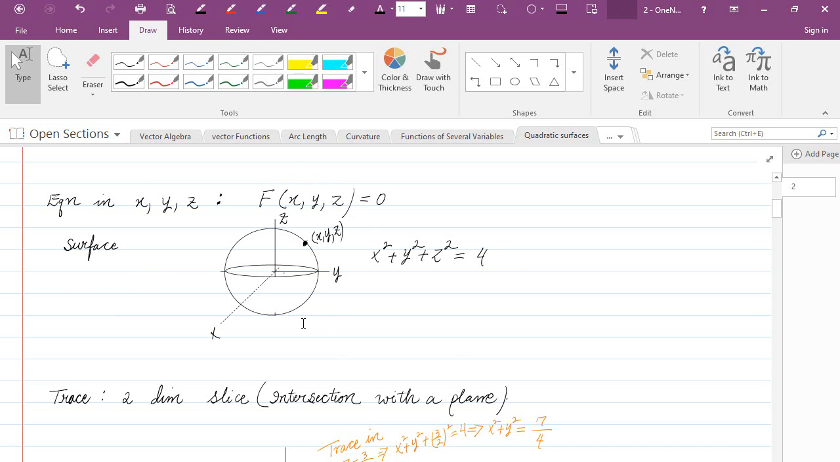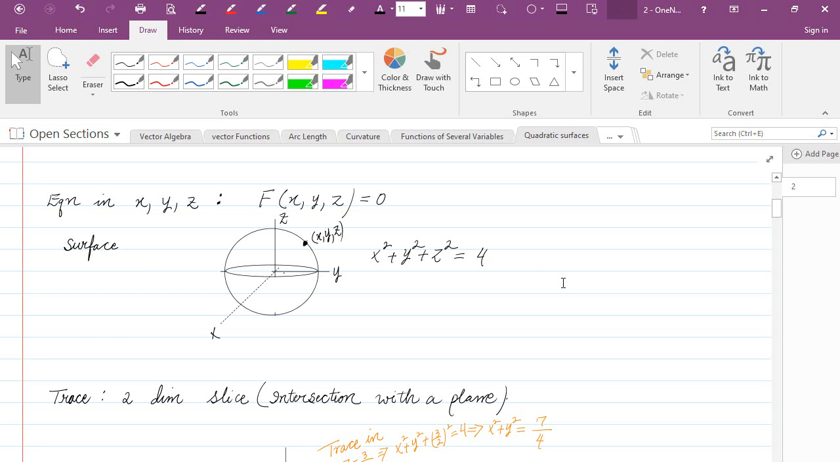So for example, if I look at the equation of this sphere, this is a sphere of radius 2 centered at the origin. And its equation is this: x squared plus y squared plus z squared is equal to 4. So notice I can put the 4 on the left hand side and then make the right hand side 0, and then the left hand side would be an expression in x, y, and z.